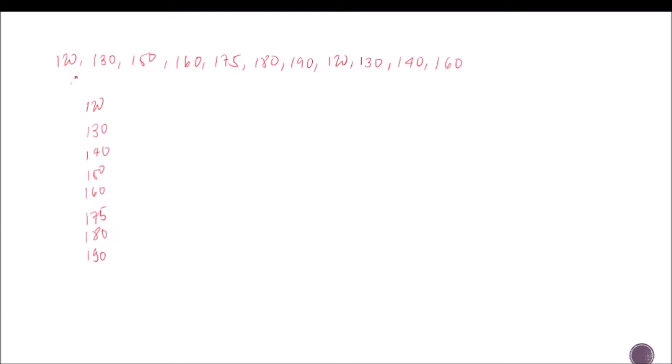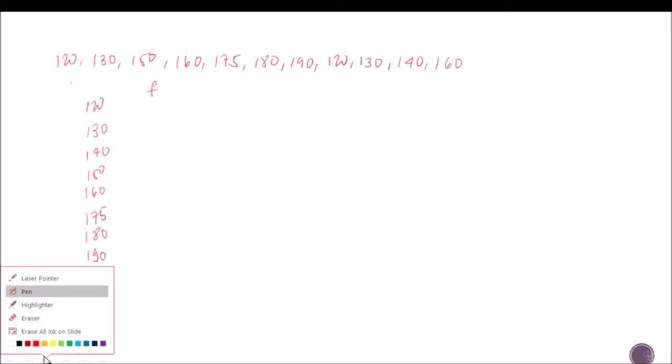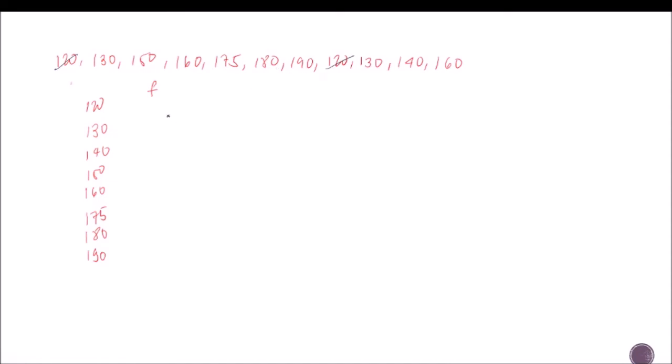Okay, so for our 120, we now have the frequency. For 120, we have 1, 2, so we have 2. So the frequency of the data 120 is 2, because in our data represented here, there are two 120s. 130, we have 1, 2, so it's 2. Then 140, only 1. Then we have 150, only 1.